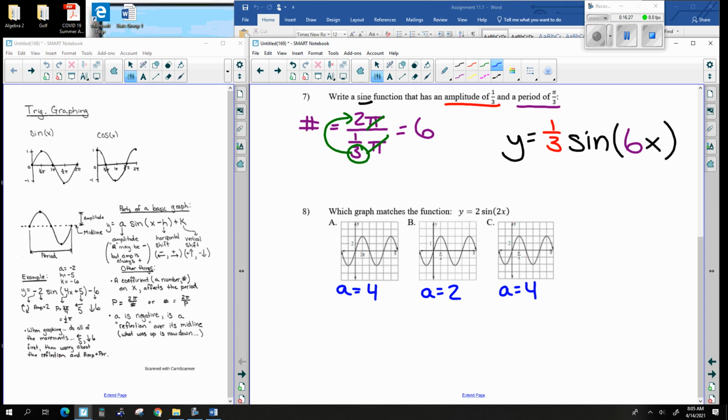All right, the period. Here's where it starts, here's where it stops. Each line is 2 pi. So that's 2 pi, 4 pi, 6 pi, 8 pi.